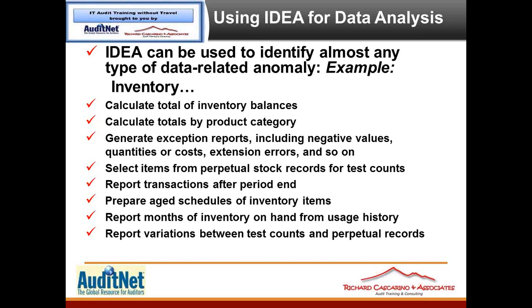So, for example, on an inventory, I could take the raw data in and then I could calculate totals of inventory balances to see if that matches against what is being reported. I could calculate totals by product category to see stock movements and to see the amount of stock that we're keeping on hand, is it appropriate, etc. I could generate exception reports looking for things like negative values, negative stock conditions, looking at quantities, costs, whatever I'm looking for. If I'm wanting to actually perform physical counts, I could select items from our perpetual stock records based on a statistical sample, whatever it happens to be, and then go and extract them and look at those.